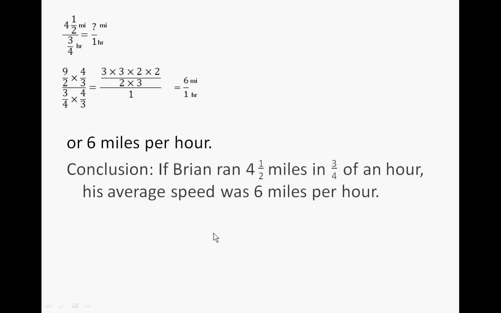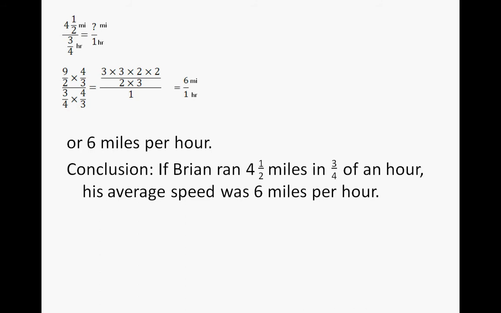So now we finish up with a conclusion. Now that we've shown our math, we finish up with a conclusion. If Brian ran 4.5 miles in 3/4 of an hour, then his average speed was 6 miles per hour, or 6 miles per 1 hour, but we usually drop the 1. So that's what we're going to be looking for as we do a formal writing to answer a problem.